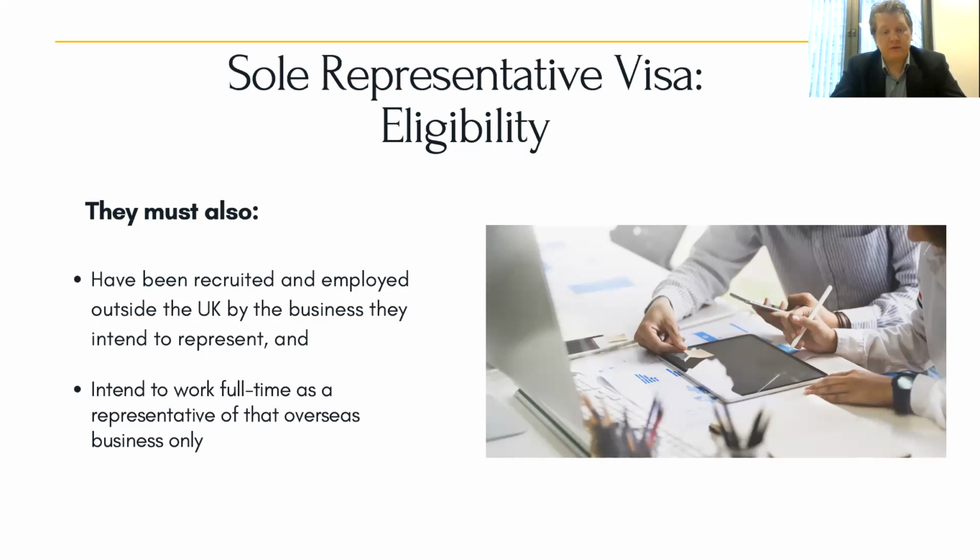Also, the person must intend to work full time as a representative only. So the applicant is restricted in what they can and cannot do in regards to operations in the UK under the visa. For instance, they cannot work for someone else, they cannot open a company, and they cannot operate another company. They can be employed only directly and only by this company as a representative.